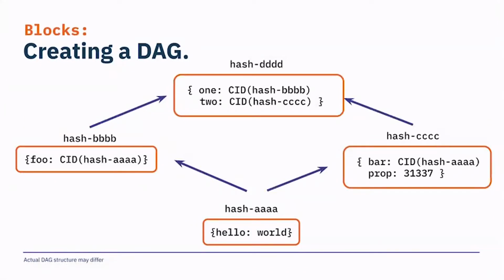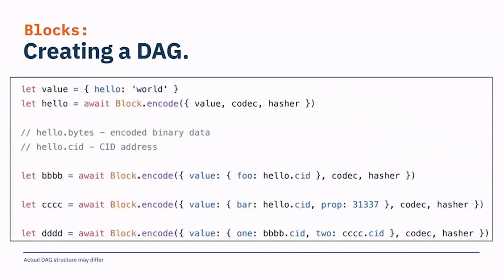So let's create another object that has another property and some other information in it and a link to that initial one, and then a new root node that pulls all this together. So that's what this looks like. We're using the CID again as another link in another structure, and then we're taking both of those blocks and creating the root block now, this DDD block that links everything all together. And now we have a little DAG.